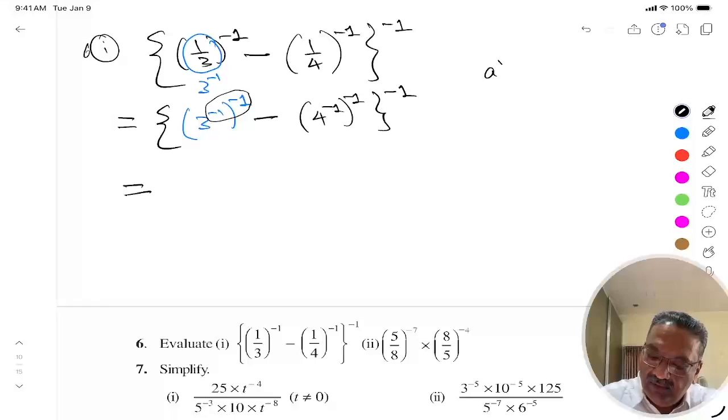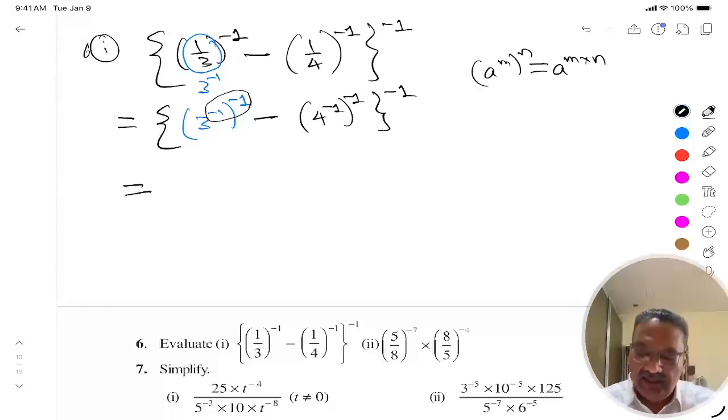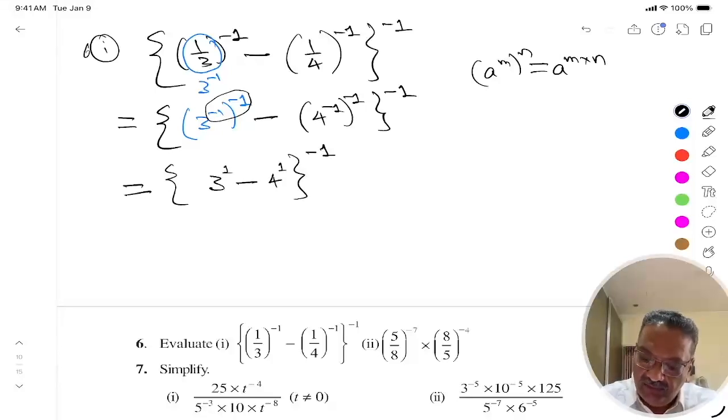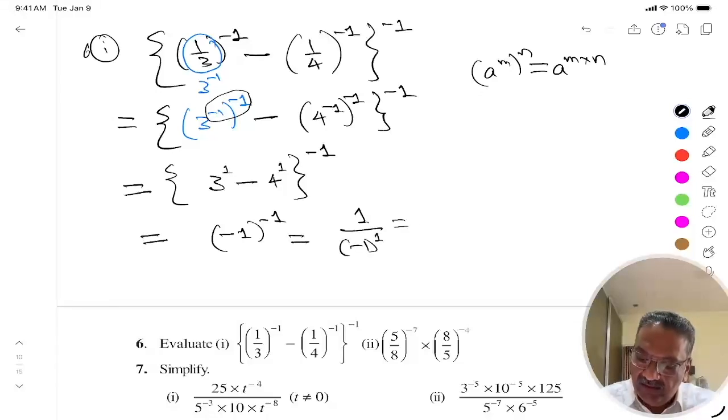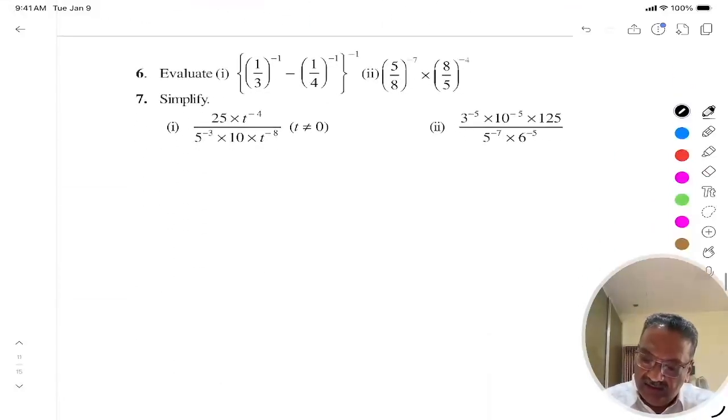Which formula? a to the power of m to the power of n is equal to a to the power of m into n. Therefore, minus 1 into minus 1 is 3 to the power of 1 minus 4 to the power of plus 1, to the whole to the power of minus 1. This is equal to 3 minus 1, which is minus 1, to the power of minus 1. This is nothing but 1 by minus 1 to the power of 1, which is equal to minus 1. Answer.